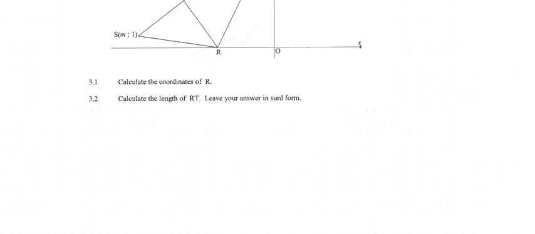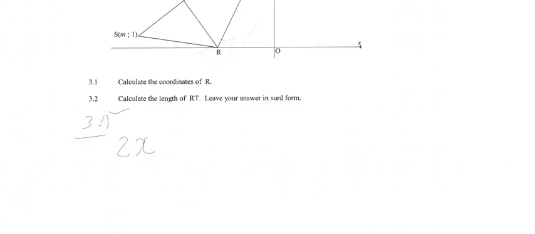So how do we calculate the coordinate of R? Since R lies on the x-axis, its y-coordinate is 0. So we can find its x-coordinate by substituting y equals 0 into the equation of RT. What is the equation we have? From 3.1, the equation we have is 2x minus y plus 10 equals 0.